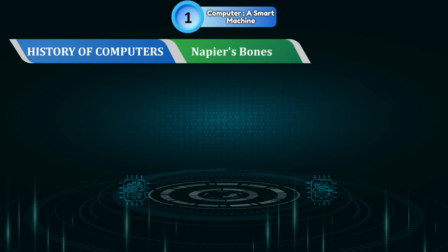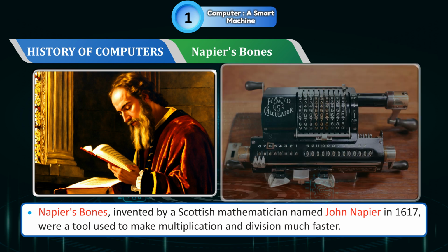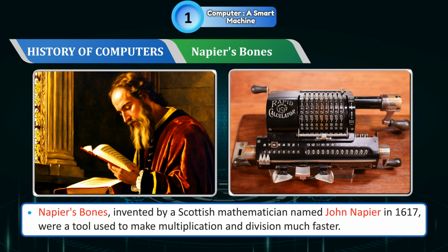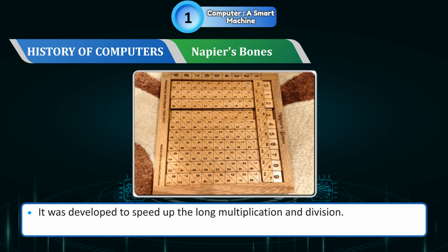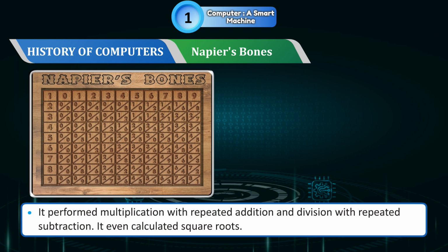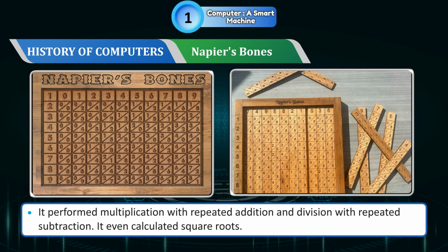Napier's bones. Napier's bones, invented by a Scottish mathematician named John Napier in 1617, were a tool used to make multiplication and division much faster. It was developed to speed up the long multiplication and division. It performed multiplication with repeated addition and division with repeated subtraction. It even calculated square roots.